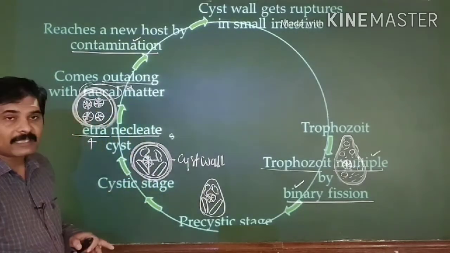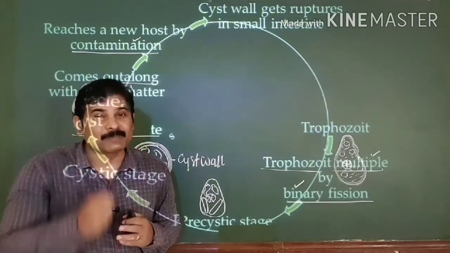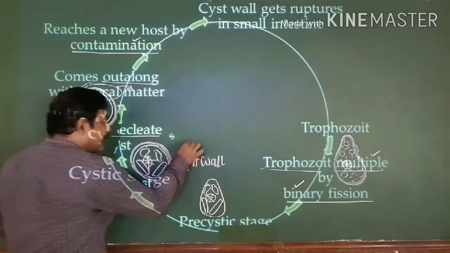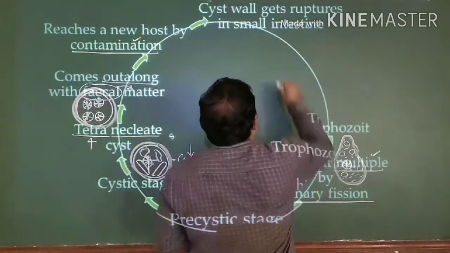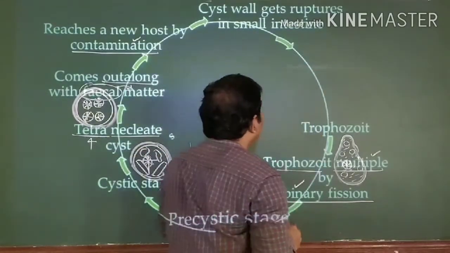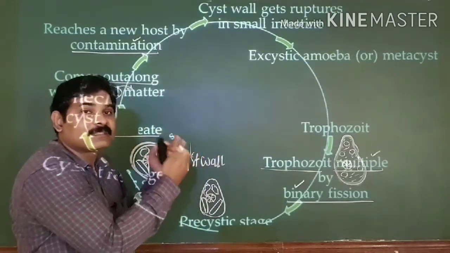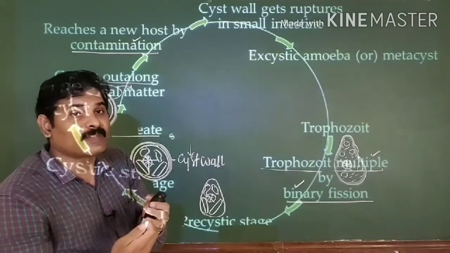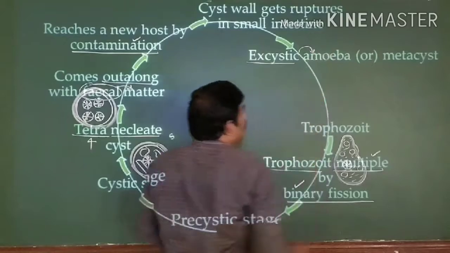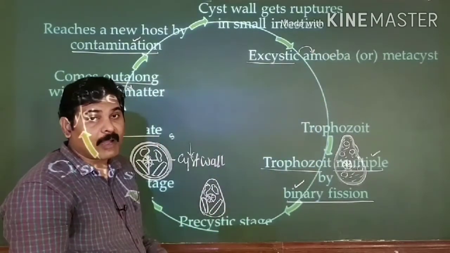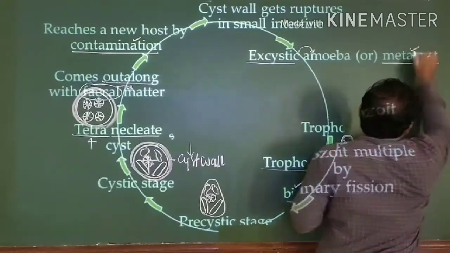When it reaches the small intestine, there is an enzyme released in your small intestine which is known as trypsin. This trypsin acts on the cyst wall and dissolves it. This is a very important point. Within the small intestine, it dissolves the cyst so that the tetranucleate stage of this Entamoeba comes out of the cyst wall. Hence, we call it excystic amoeba. Point clear? Excystic amoeba it is. It is technically known as metacyst.